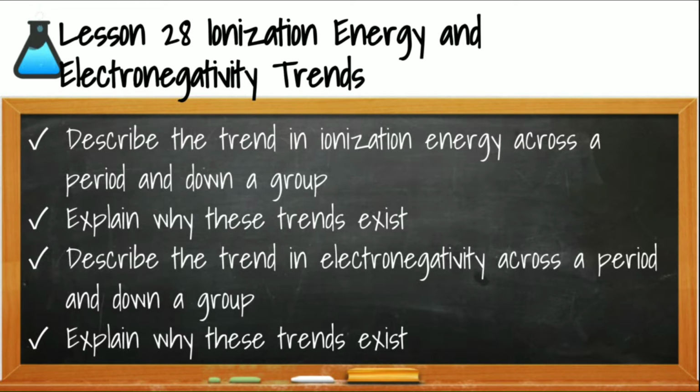In this lesson, we will describe the trend for ionization energy across a period and down a group and explain why these trends exist. We will also describe the trend for electronegativity across the period and down the group and explain why these trends exist.